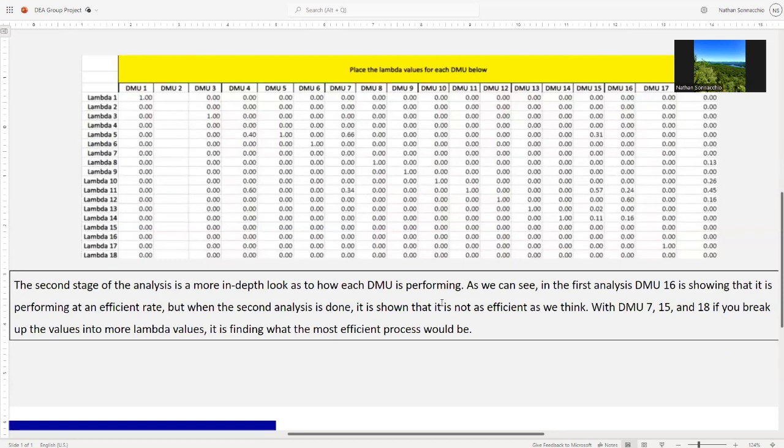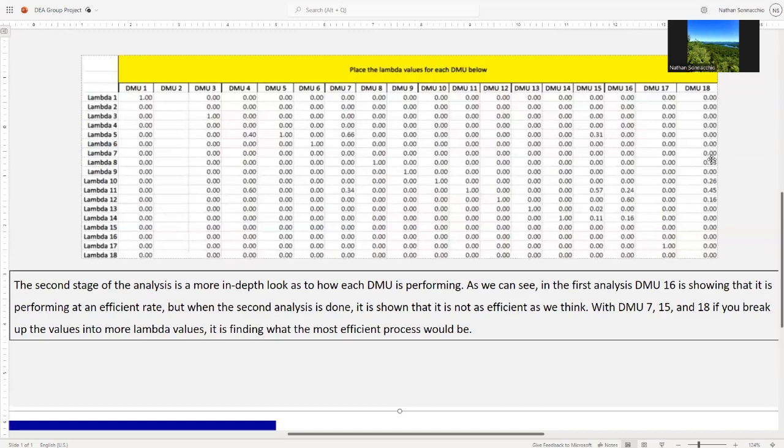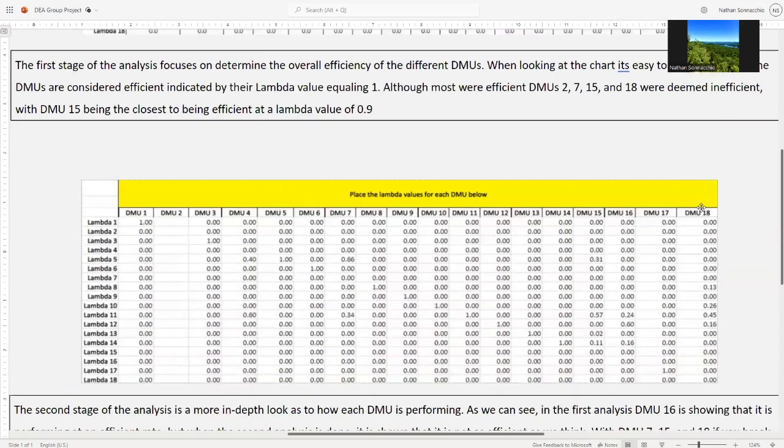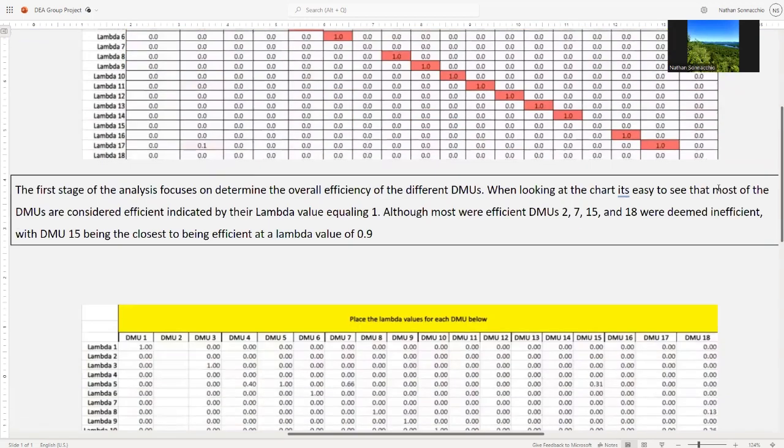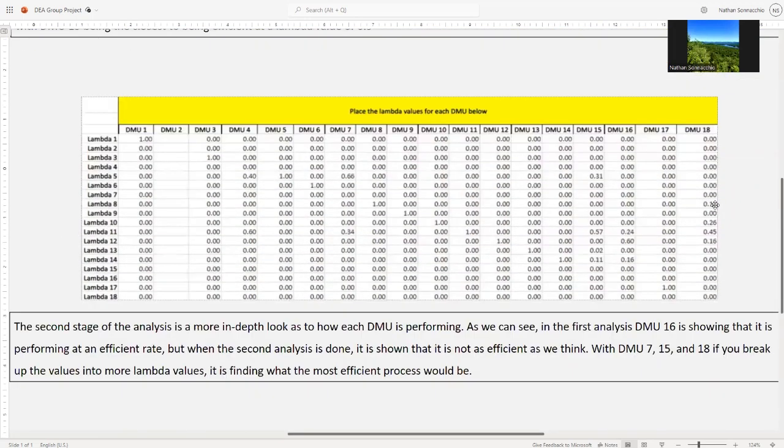With DMU 7, as well as 15 and 18, if you break up the values into more lambda values, it is finding what the most efficient process would be. So you can see this in DMU 18 here, where the values are split up more, as if you were to look at the first analysis, the values are more diverse and dispersed.